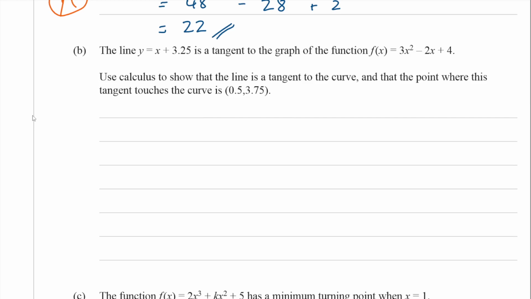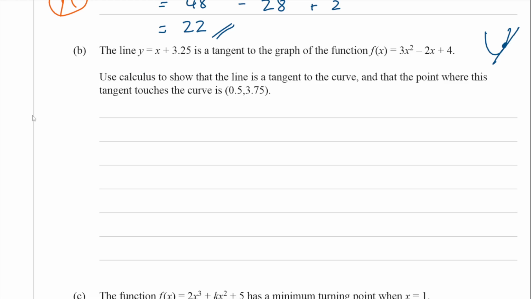Alright, so for a line to be tangent to a curve, what that means is the gradient of that straight line is the same as the gradient of the function at the point where it intersects. So if you zoomed into this parabola, right at that point, it will have a gradient equal to 1, because the tangent line has a gradient of 1. Right, because y equals mx plus c, so the m in front of x, the gradient, in this example is 1.